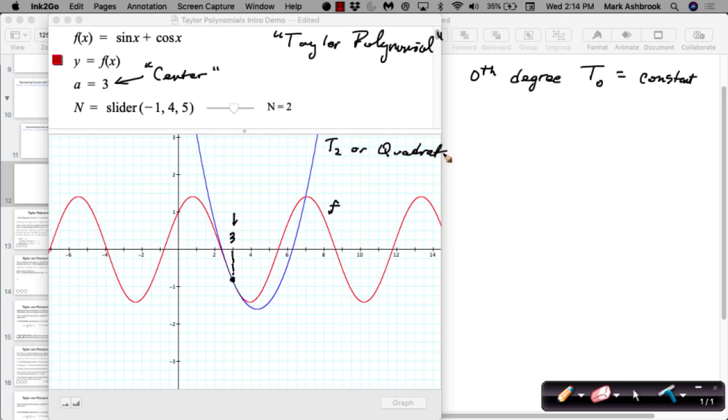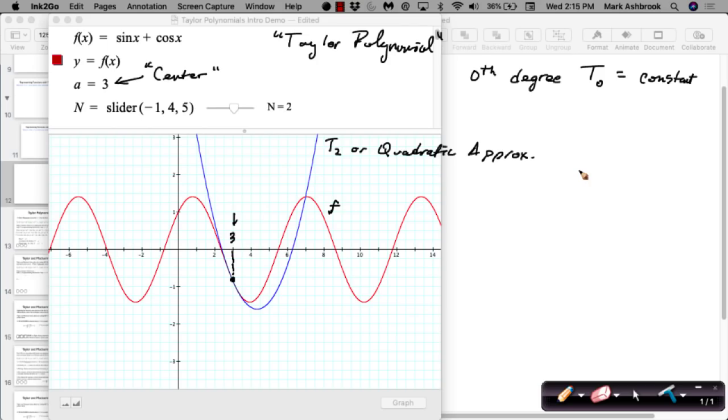Does this do a good job of approximating the function? Where? What values? Close to 3. It's like now there's kind of an interval around 3. Do you see that? Where this quadratic function is kind of doing a good job of replicating that. But as soon as you get away from 3, it's terrible again.